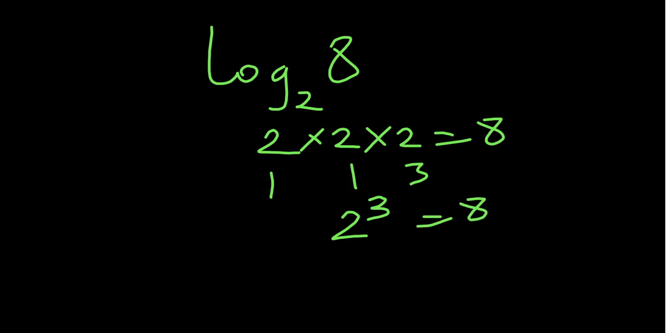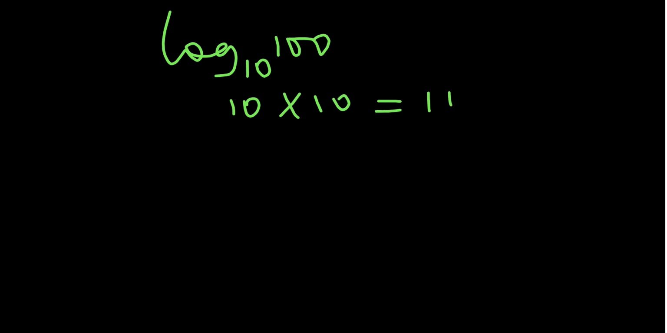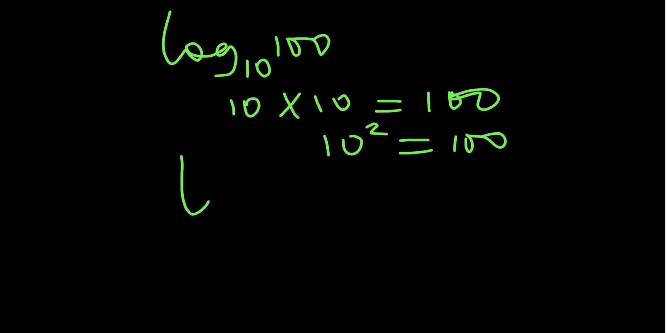So what it means is that log base 2 of 8 is equal to 3. We may want to use another example, say log to base 10 of 100, or log 100 to base 10. What this means is how many times can 10 multiply itself to give you 100. You can say 10 times 10 equals 100. So 10 will multiply itself 2 times to give you 100. So log to base 10 of 100 is equal to 2.